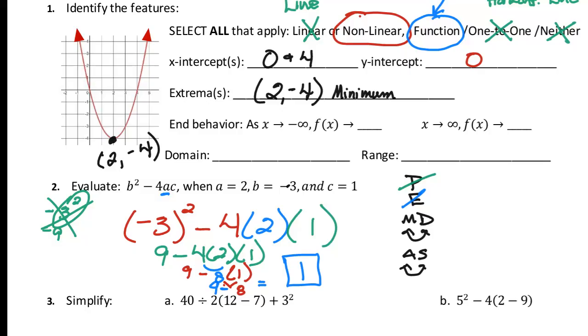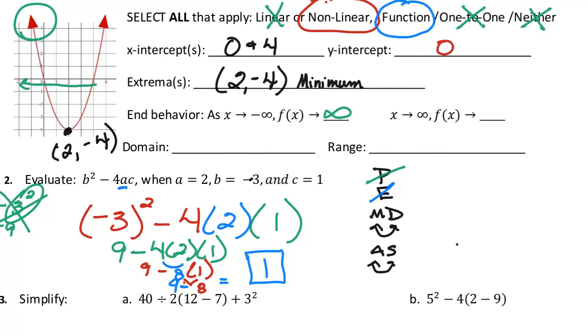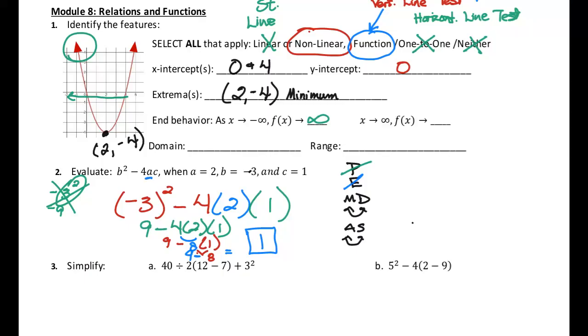Okay? End behavior. So as x goes to negative infinity, as I go this direction, the function is approaching what? Positive infinity. How do we know this? Because it's going up. Okay? And if x approaches positive infinity, the function approaches positive infinity.